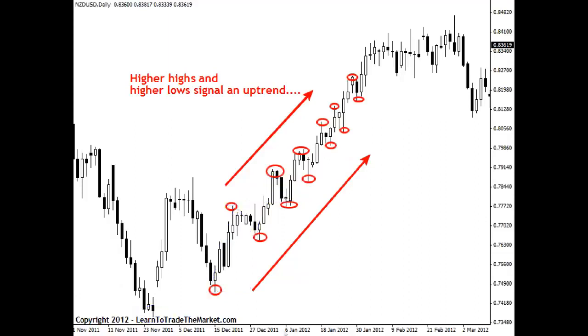So let me erase it. You see that reversal pattern right here? Okay, that's an uptrend continuation basically, okay? So even though the market comes back to retest it, it takes off from there, okay? Notice the market keeps making higher highs, higher lows, okay? That's how you know you're still in an uptrend.